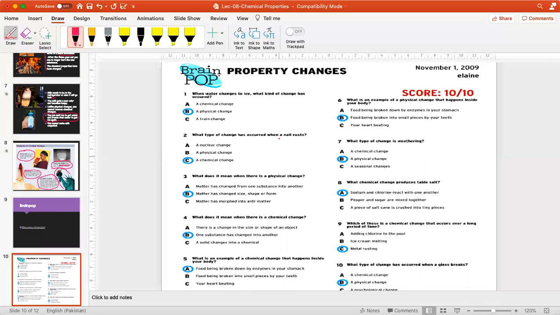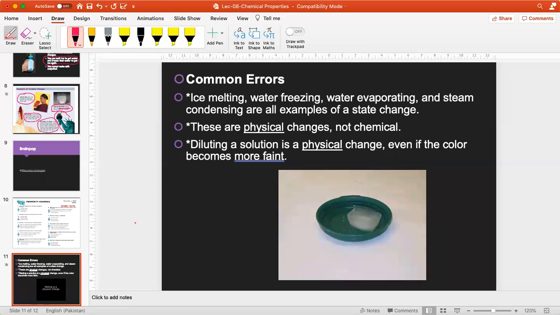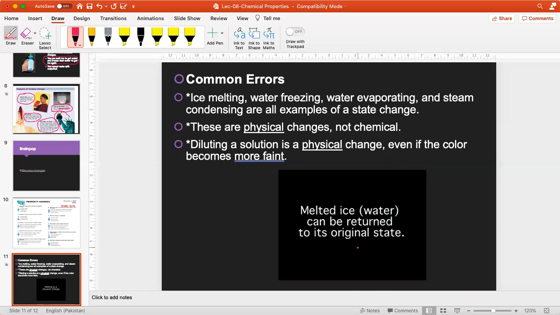Now here are some MCQs regarding the property changes. You can go through them and see whether you know the answer or not. This is a self-test. It's done on the screen and you can do it by yourself for practice. So the common errors are something you should always note and pay attention to. Let's start with the beginning again.